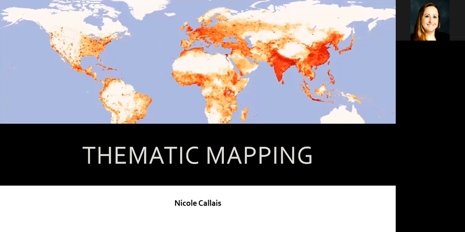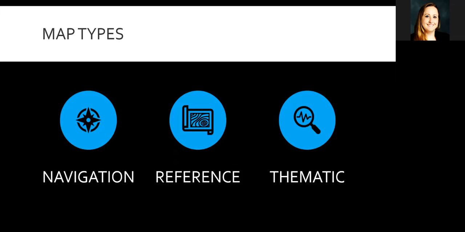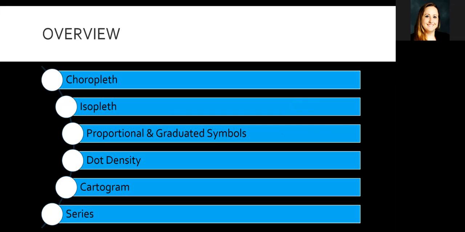In this video, I'm going to discuss thematic mapping. So if you remember from before, there are three types of maps: navigation, reference, and thematic maps. But this lecture is just focusing on thematic maps. So I'm going to go over choropleth, isopleth, proportional and graduated symbols, dot density, cartograms, and series.